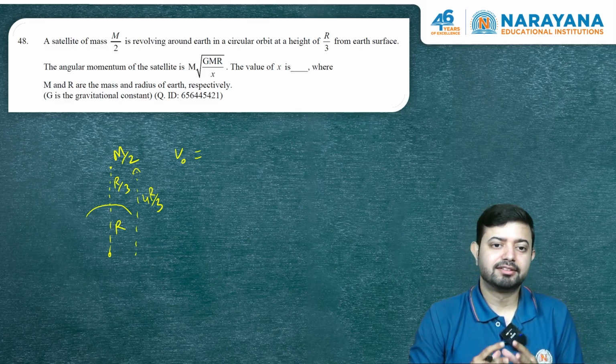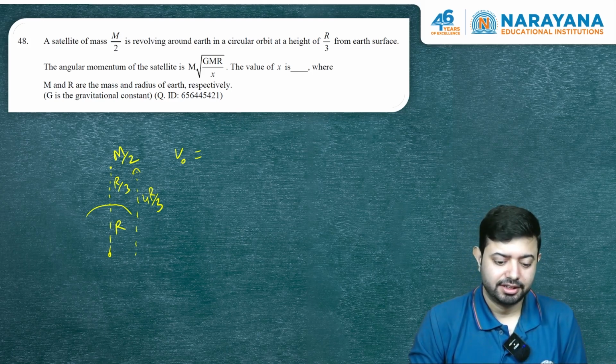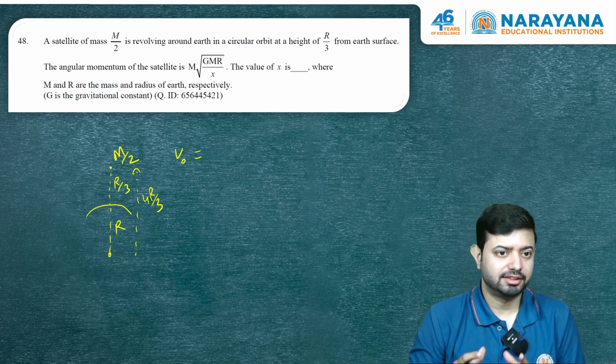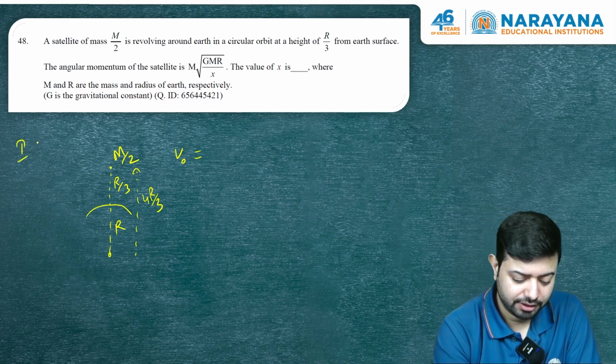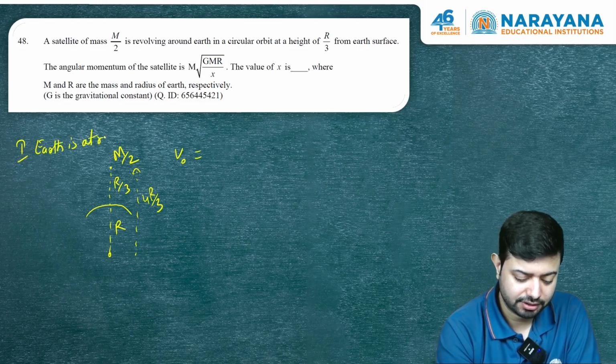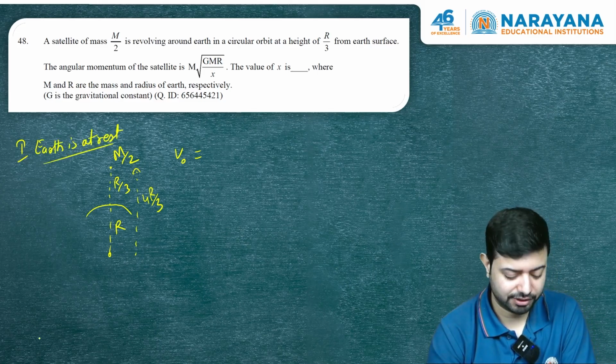In one angle, we will keep Earth at rest, and in the other angle, Earth and the satellite are moving around their center of mass. Okay. So, the first case is Earth at rest. Let us see the answer from this perspective.